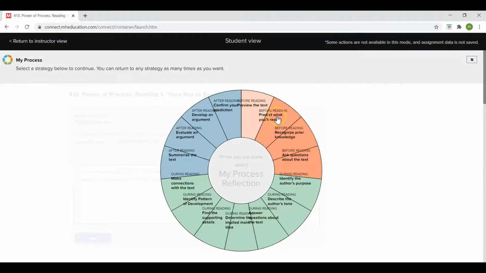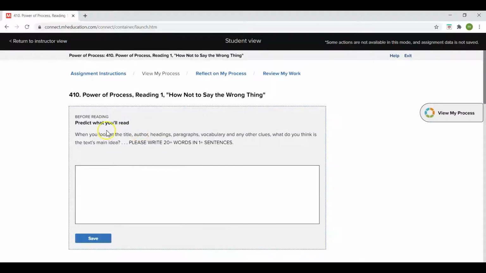That'll happen at the end. Now, by the way, I'm not going to do the whole thing, but I'll go on to the second one. Predict what you'll read. It's very similar. Kind of the same things. What do you think is the main idea?